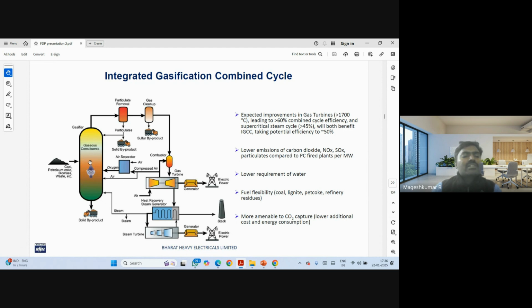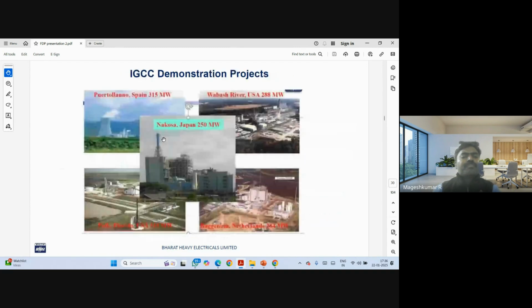In the case of gasification, a syngas is produced, and the particulate matter and everything is removed. Then the syngas is sent to the gas turbine. After combustion of the syngas, the hot gas is sent inside the gas turbine to run it, which in turn generates the power. Presently in the Indian condition, the cost of integrated gasification combined cycle is more than affordability. So these are various IGCC plants which are available across the globe.